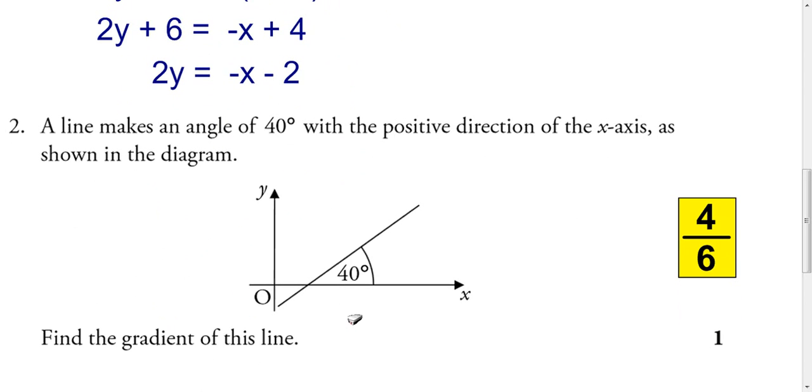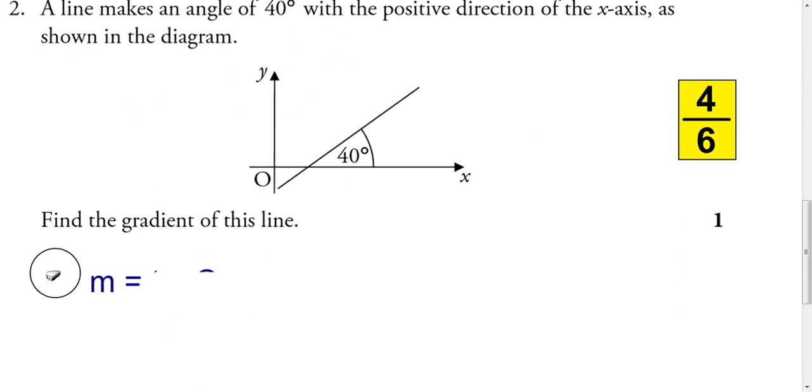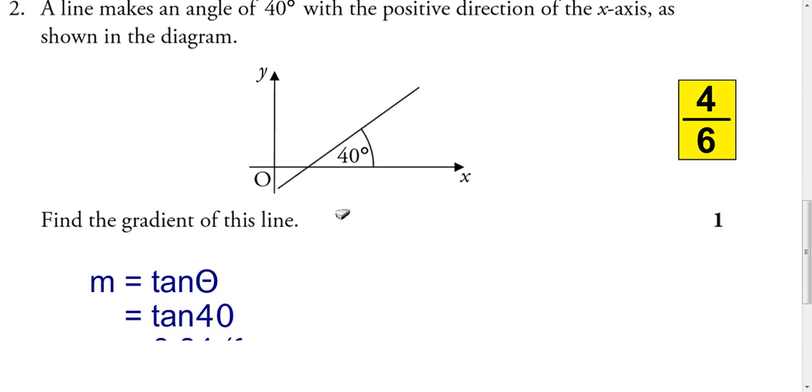Okay, question 2. A line makes an angle of 40 degrees with the positive direction of the x-axis as shown in the diagram here. Find the gradient of the line. For this question, you need to know the formula m = tan θ. So write that down. Gradient is equal to the tan of the angle that the line makes with the positive direction of the x-axis. That's tan 40 in this case. Type it into your calculator and round it accurately for your mark. If you type tan 40 into your calculator, providing you're in degrees mode, not radians, you'll get 0.84, to 2 decimal places.